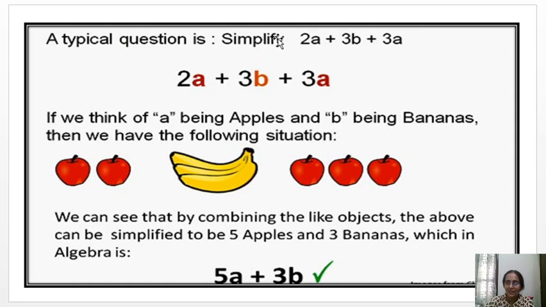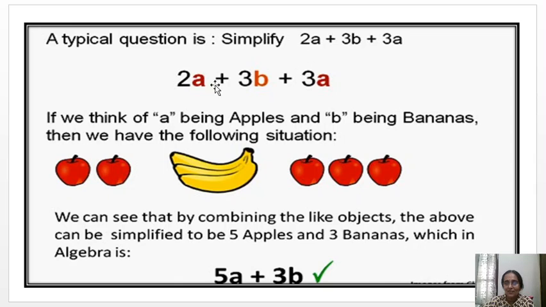You have to simplify the expression now. We will go through the expression first now. 2a plus 3b plus 3a. How will you simplify? If you have confusion, let us draw the figures for the terms.